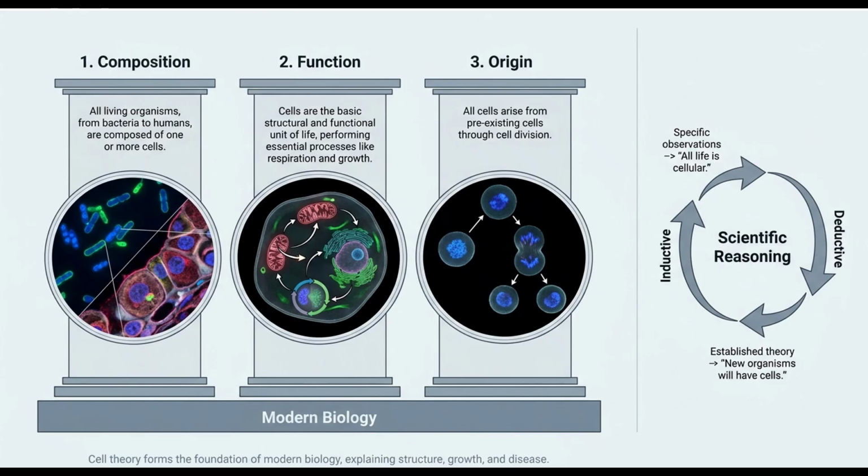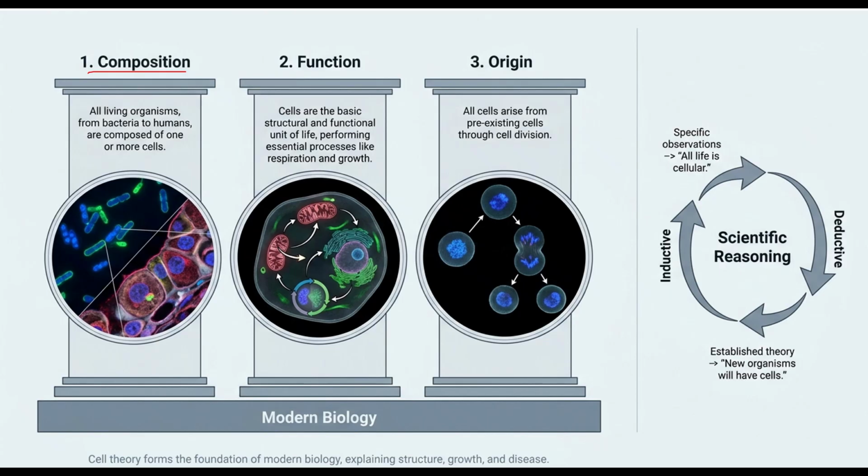So, cell theory forms the foundation of modern biology and consists of three major principles. What are they? First, all living organisms are composed of one or more cells. So, first, we have to check the composition, right? Whether an organism is microscopic or enormous, cells are the building blocks. Okay, so no matter whether it is big or small, all these kinds of organisms are built up of different cells, right?